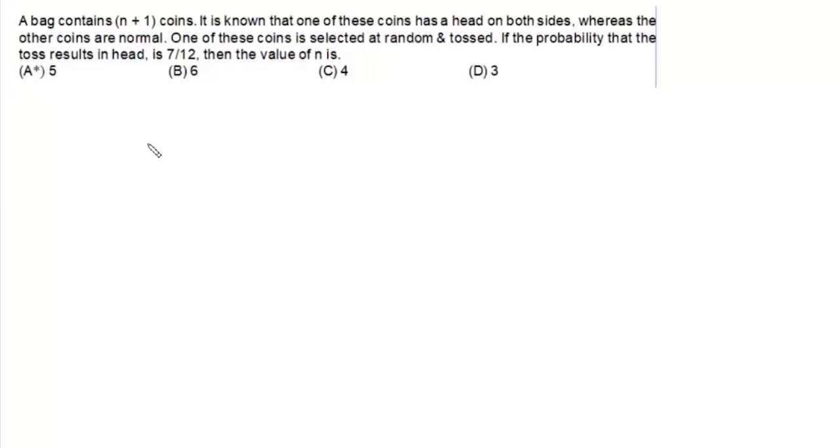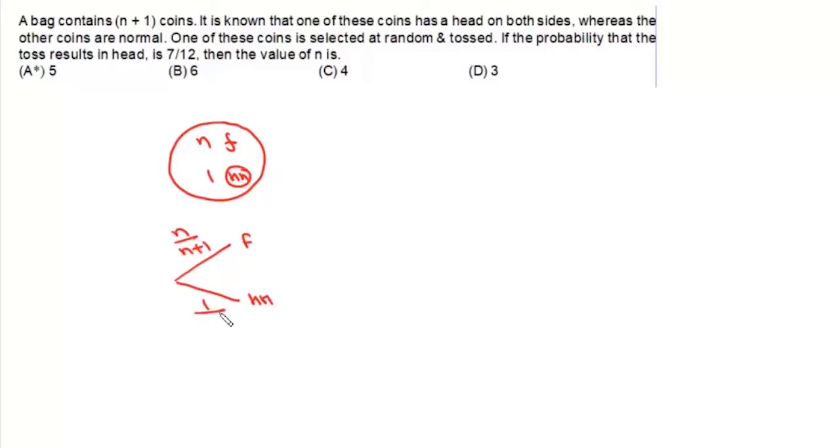Now here the question is, a bag contains n plus 1 coins in which n coins are fair and one is a two-headed coin. Now one of these coins is selected at random and tossed. The probability that the toss results in head is 7 by 12. Find the value of n. Now this result is going to depend on whether it is a fair coin or a two-headed coin. The probability of selecting a fair coin is n upon n plus 1 and the probability of selecting the two-headed coin is 1 upon n plus 1.